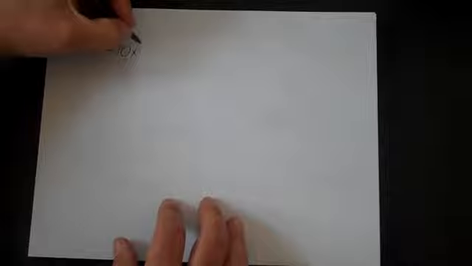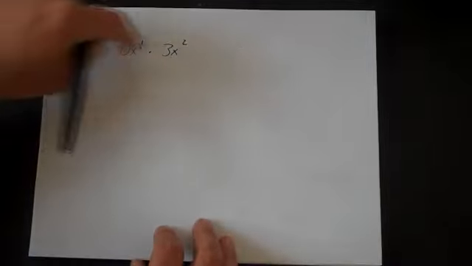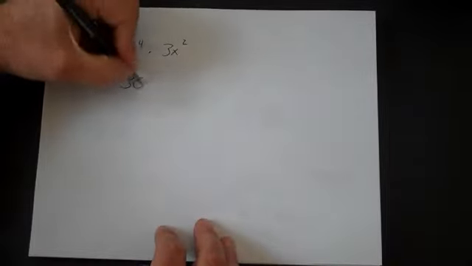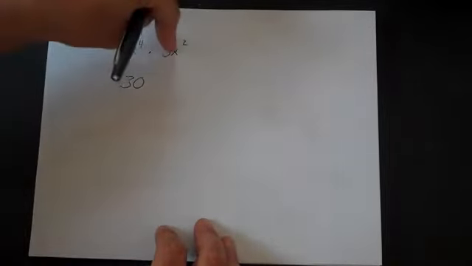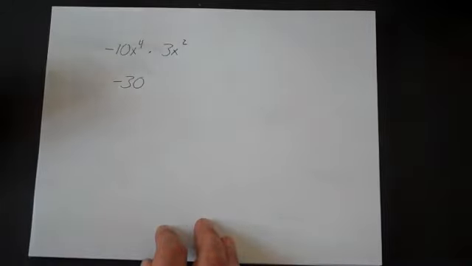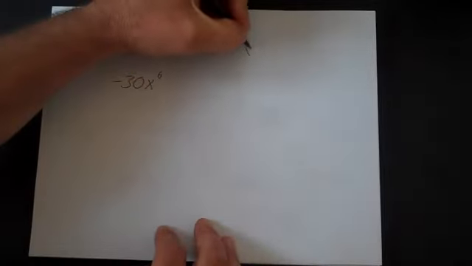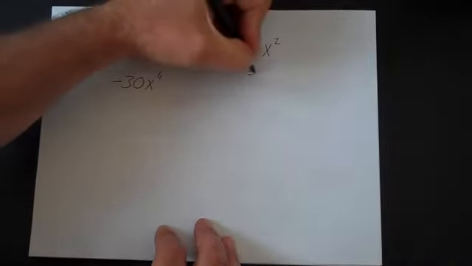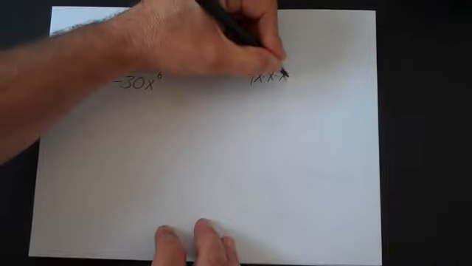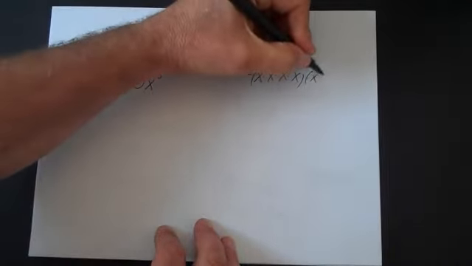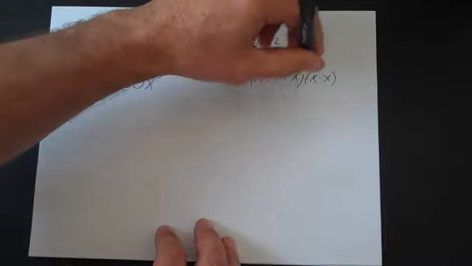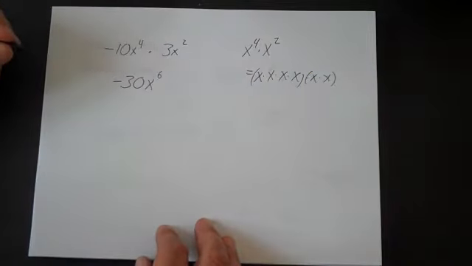Let's do another example. Let's say we had a problem like minus 10x to the fourth times 3x squared. Number times number, 10 times 3 is 30. Let's see if this is positive or negative. This is a negative number times a positive number, so it's negative 30. x to the fourth times x squared, that's x to the sixth. Again, x to the fourth is x times x times x times x, and x squared is x times x, and you're multiplying them, so it's x times x times x times x times x times x, or x to the sixth, and that's it.